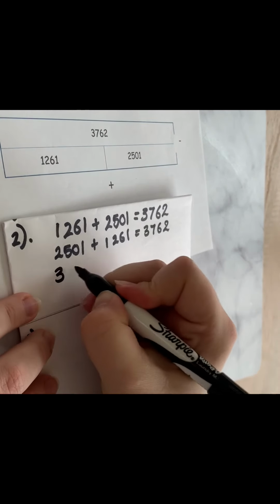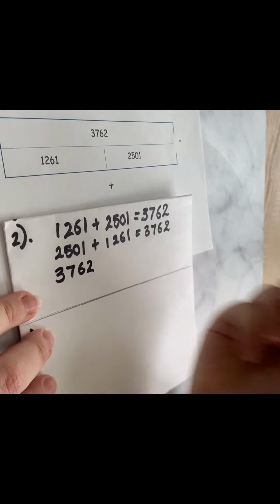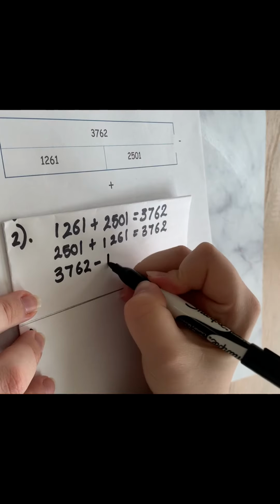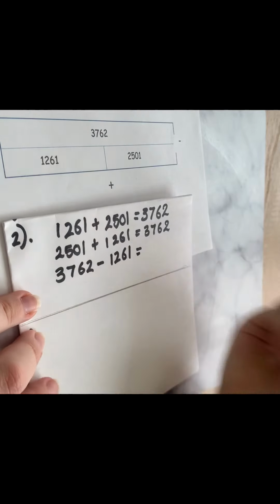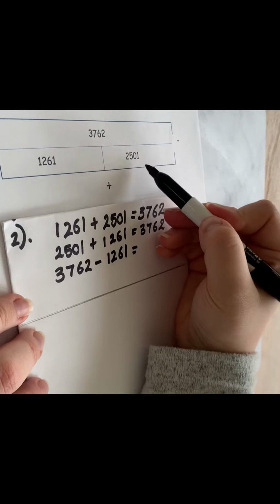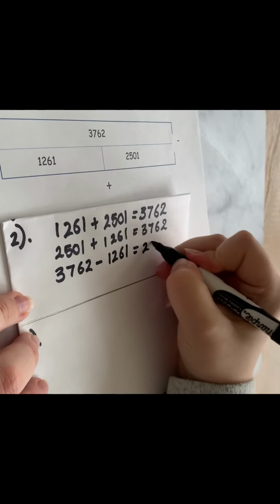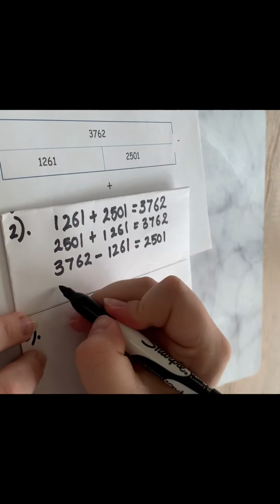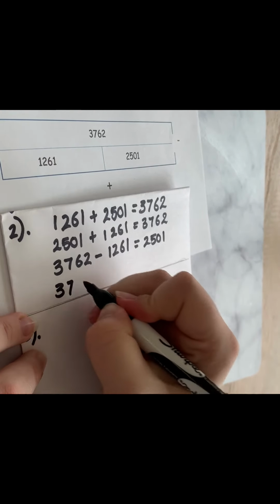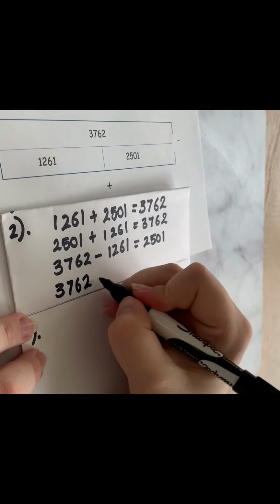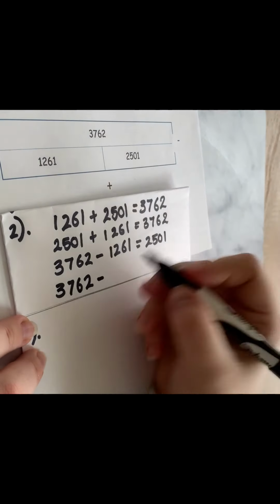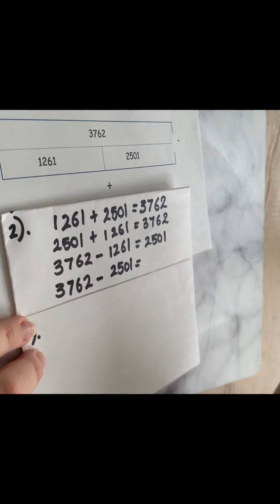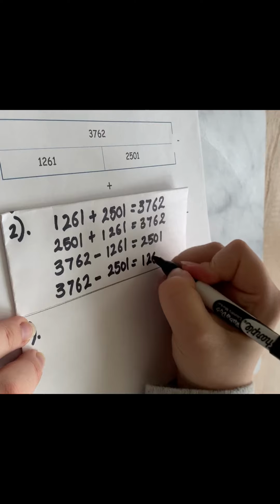So I've got 3,762. And I'm going to take away 1,261. And that would leave me with 2,501. The other subtract number sentence that I could do, again, starting with the biggest number, 3,762. I'm going to take away 2,501 this time. And I know that would leave me with 1,261.